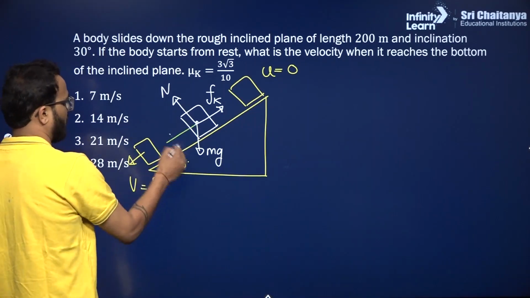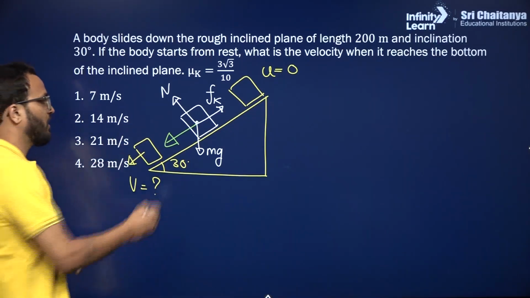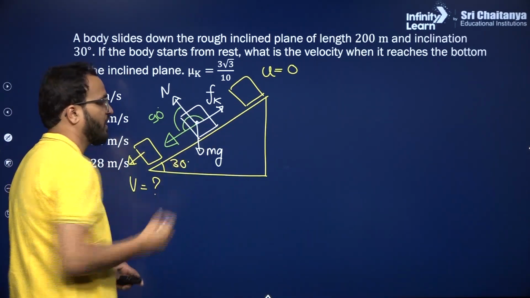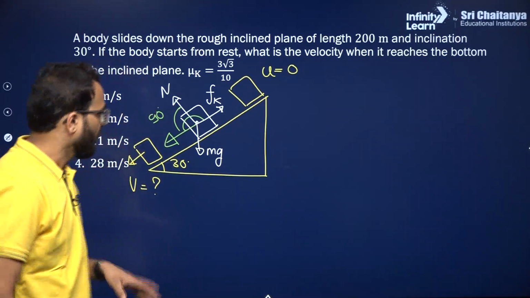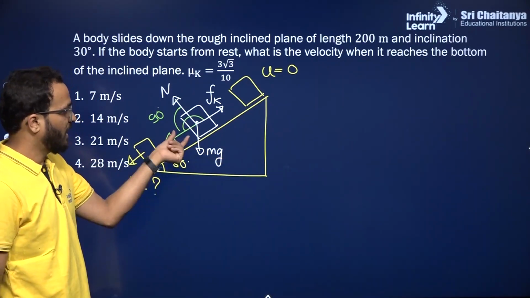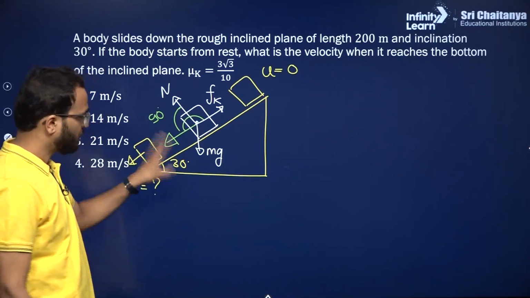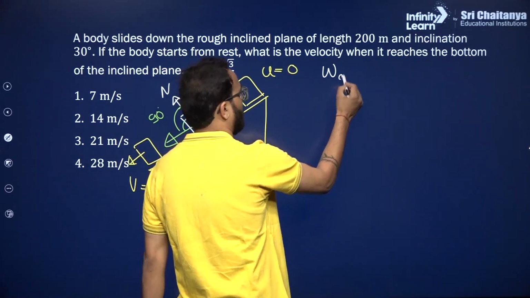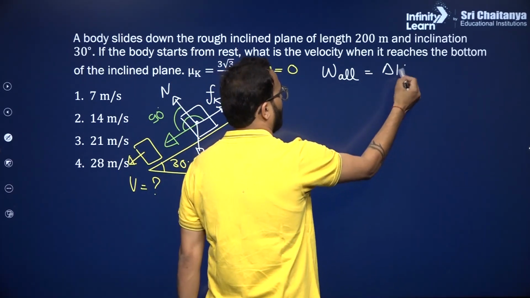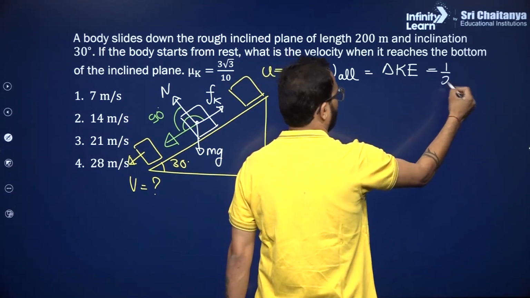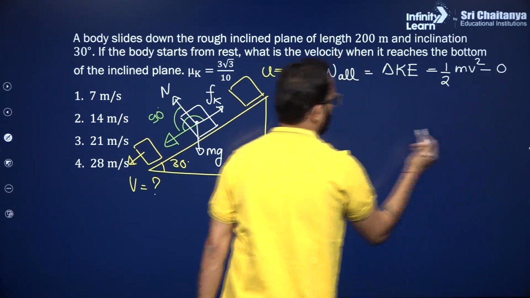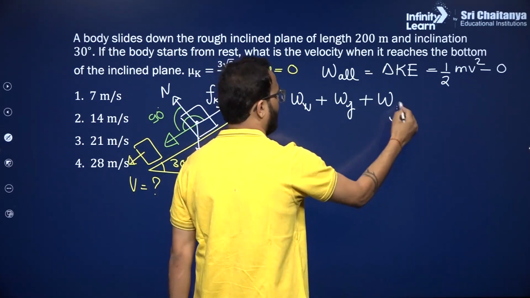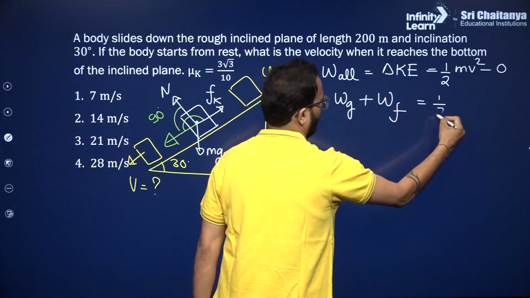You will say, sir, the block is getting displaced here. So for normal, the angle is 90 degrees and hence the work done by normal will be 0. For friction, the angle is 180 degrees and hence the work done by friction will be negative. And for mg, the angle is 90 minus theta. Anyways, so we will write down that work done by all the forces is equal to change in kinetic energy. So that is half mv square minus 0. Work done by normal plus work done by gravity plus work done by friction will be half mv square.